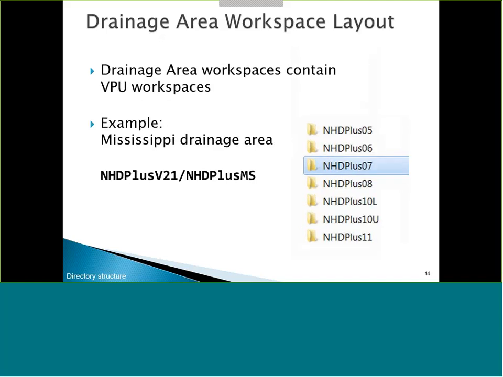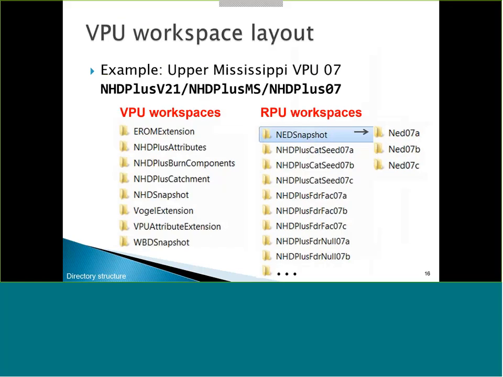and explore it. Okay, here we're looking at the different VPUs within the Mississippi drainage area. And it lists all the different ones that you've downloaded that are for that drainage area. Now we'll look at 07, which is the Upper Mississippi, and here we've downloaded just about everything for the Upper Mississippi, so there are lots of different files or directories being shown. So aside from the NED snapshot, all workspace names without an RPU ID contain data that are organized at the VPU level.